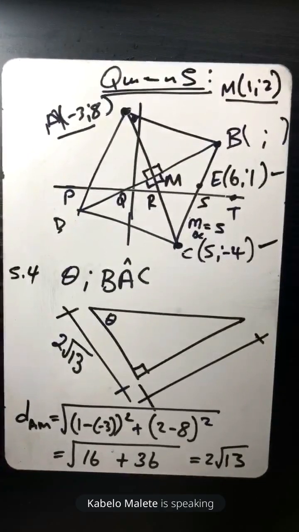I got another suggestion. So you know that the diagonals of the rhombus are equal. 100%. So the distance from A to M is equal to the distance of M to B.